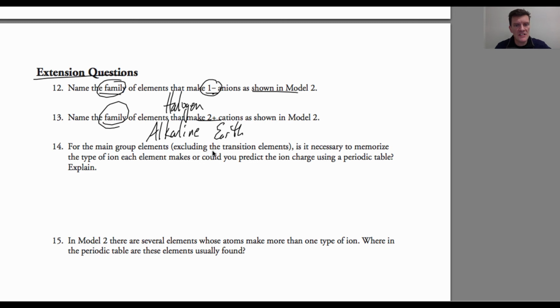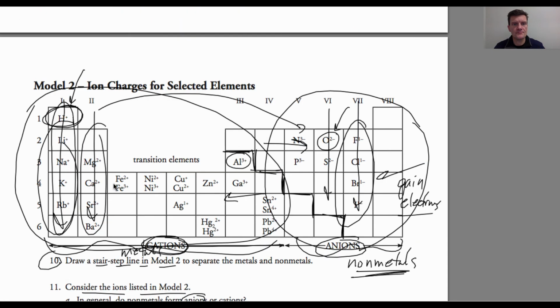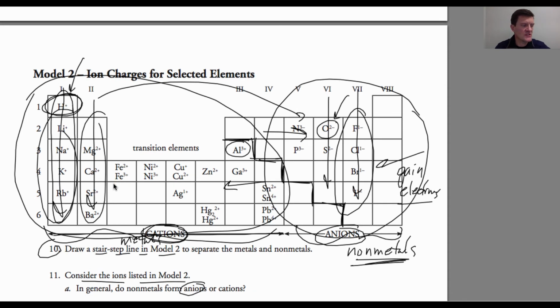For the main group of elements, excluding the transition elements, it is necessary to memorize the type of ion each element makes, or could you predict the ion charge using the periodic table? So they're asking, is it necessary? Okay, let me just show you what they're getting at here. Basically what they're saying is, if you look, everything in this first column is going to form a +1. You could just memorize that. Everything in the second column is going to form a +2 ion.